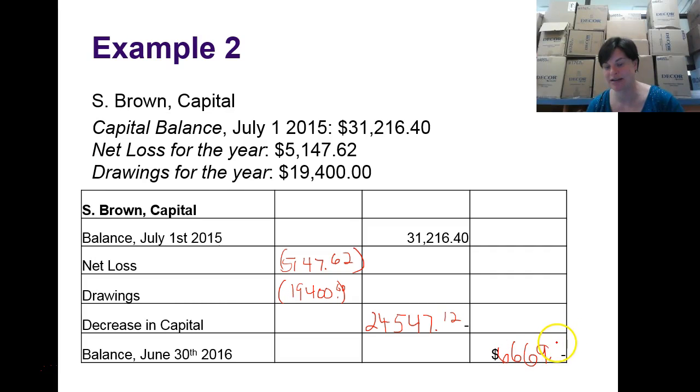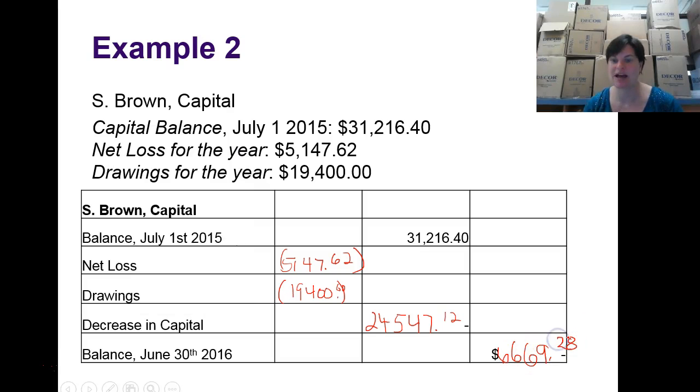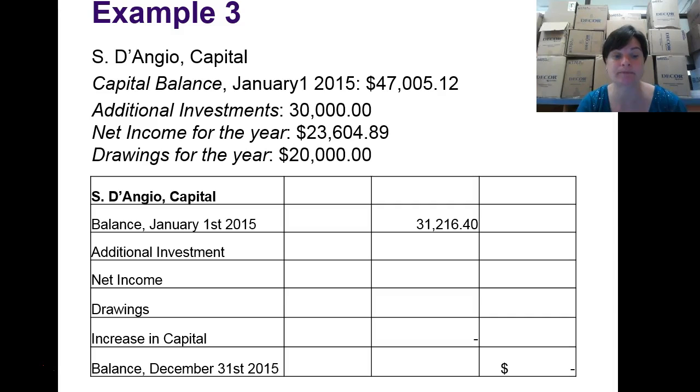And so we get $6,669 and, oh, I don't even know what that is. I can't do that kind of math in my head quickly. 31,216.40 minus 24,547.12. When it goes off the screen, I lose it. 28 cents. Okay, so that's the closing capital balance. And now notice here, the beginning of the year is July 1st. It's for a year. So the end of the year is June 30th, 2016. So the year doesn't have to start on January 1st. It can start anytime through the period.